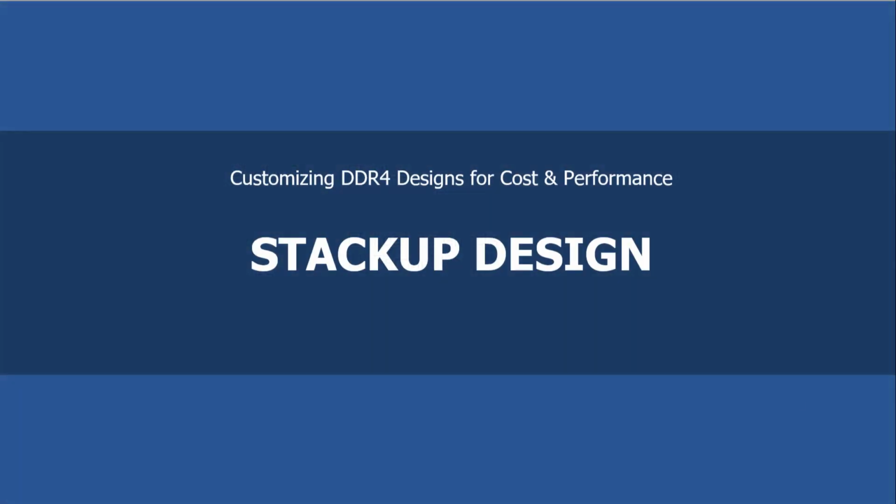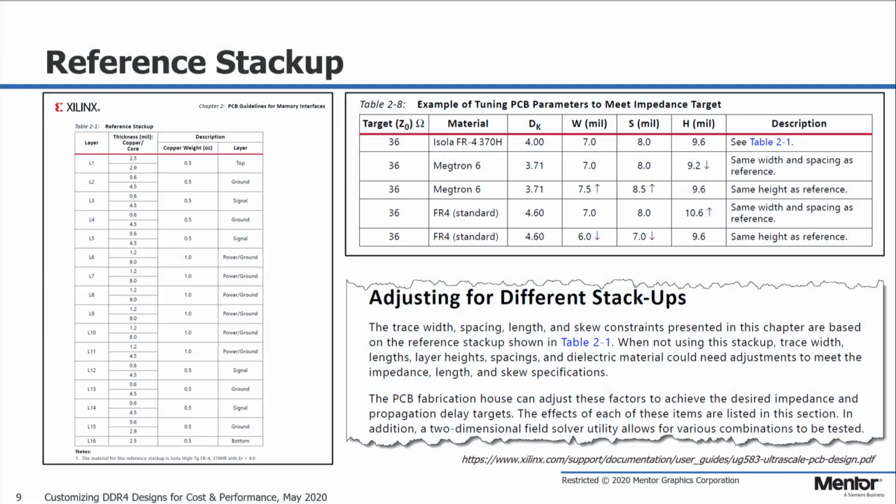Now let's discuss Stackup considerations. As I've mentioned before, the routing guidelines provided by most controller vendors are based on a reference Stackup as shown here. It also provides width, dielectric constant, and spacing for impedance, delay, and skew. But as mentioned here, if you are not using this Stackup, you must make adjustments accordingly. Now, you would need a field solver to provide you with accurate information you need.